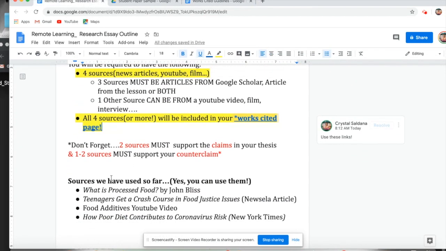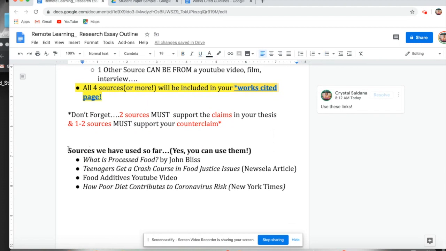I'm going to quickly go through sources. I'm skipping over this part. I need you guys to read that on your own. But sources we've used so far, if you're like, oh, I don't remember, what did we talk about? Here are the articles. So what is processed food? If you remember, that was the first. It was like a PDF, right? And then the Newsela article, the food additives one, the one that you did on Nearpod.